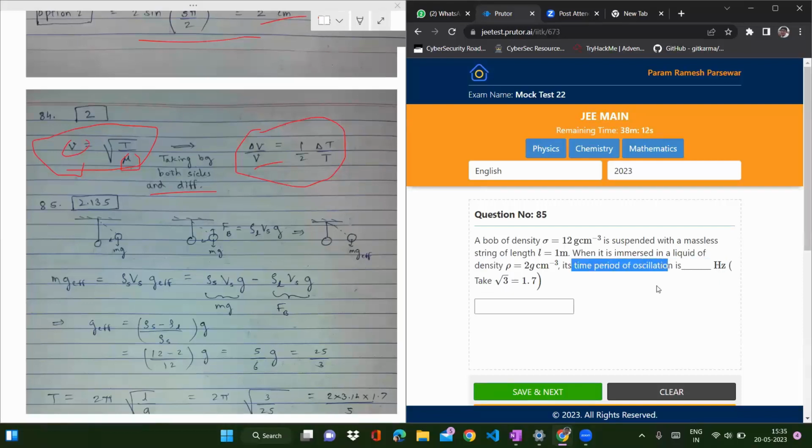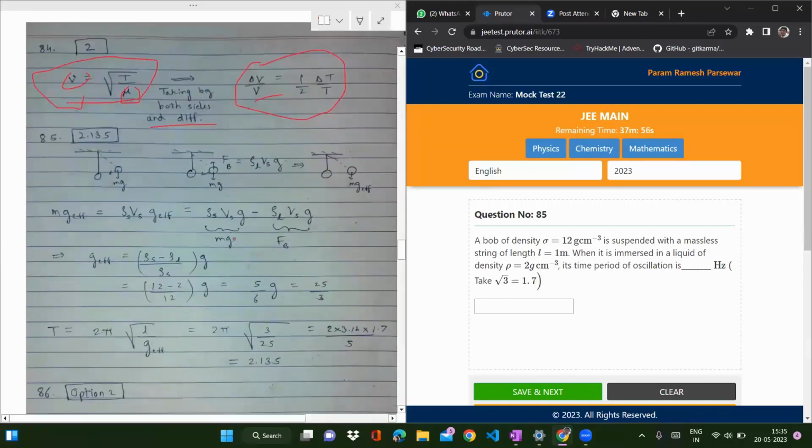So time period is asked, and we are given bob density sigma, the string length L equals 1 meter, and rho to be 2 gram per cubic centimeter. The value of root 3, which may be required, is given as 1.7 for calculations. Now in this question we will learn one concept of g effective.